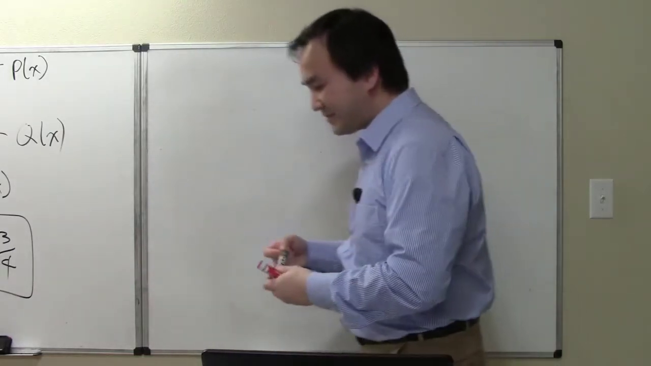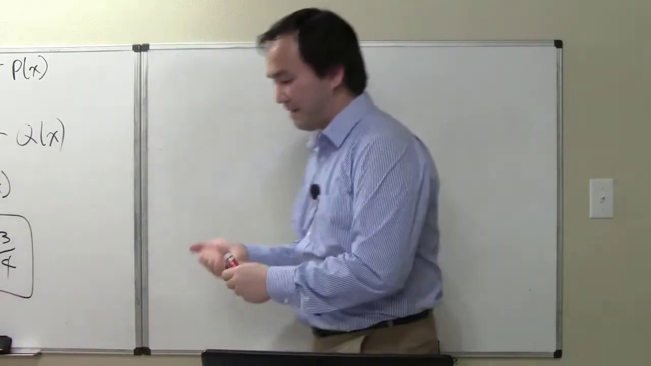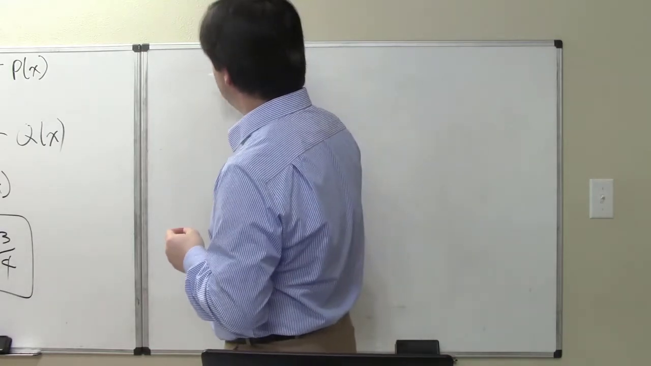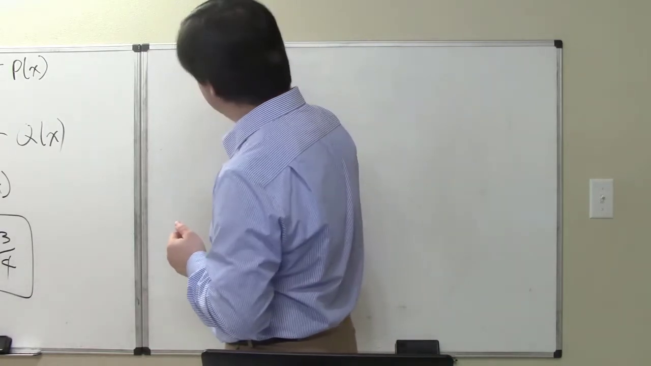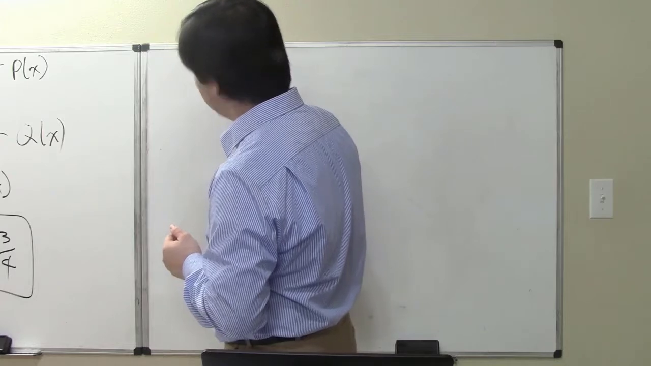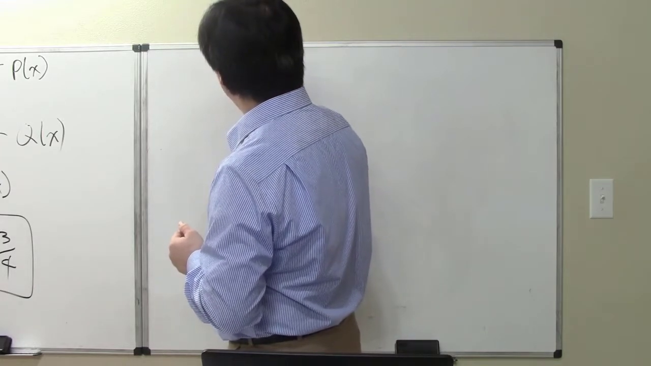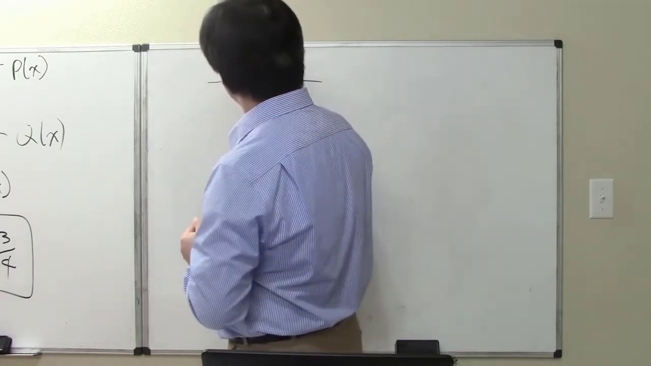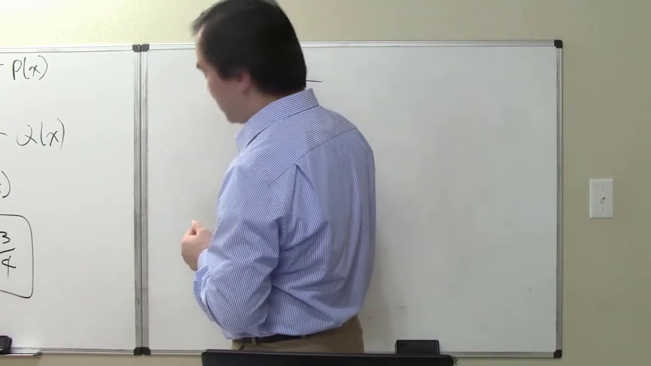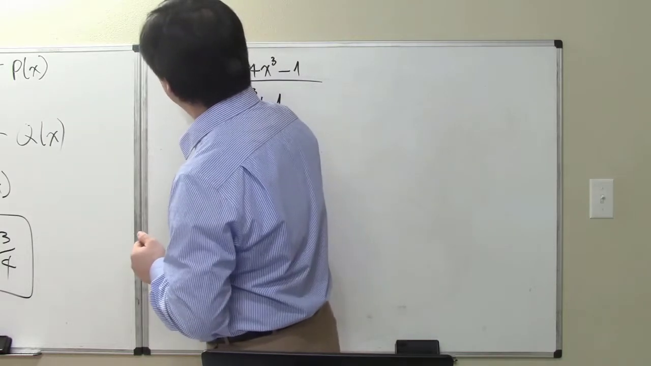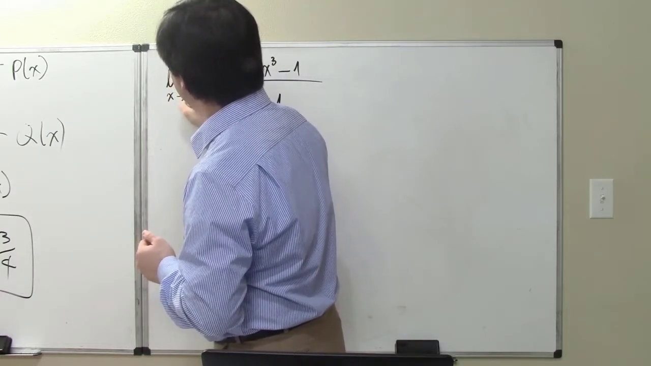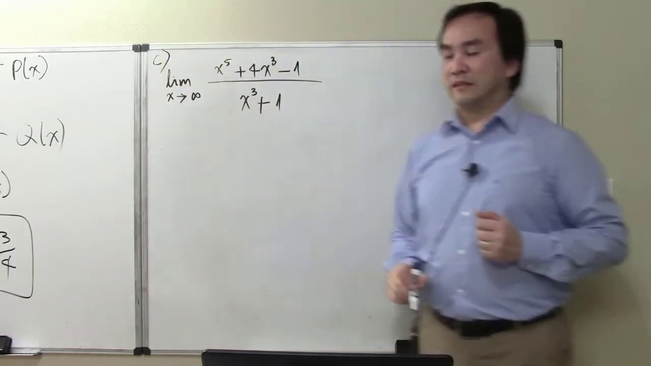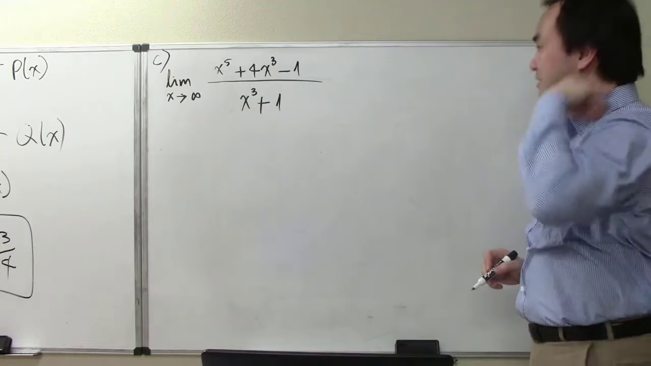All right, so here we go. Part C of our example 3 had a rational function where the numerator was x to the 5th plus 4x cubed minus 1, and we're dividing that by x cubed plus 1. This was a problem where x approaches positive infinity, and that was part C of our example 3 that we did previously.